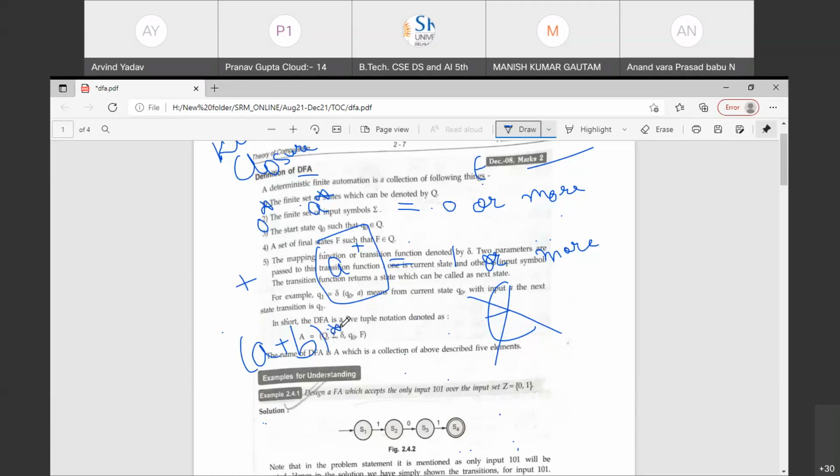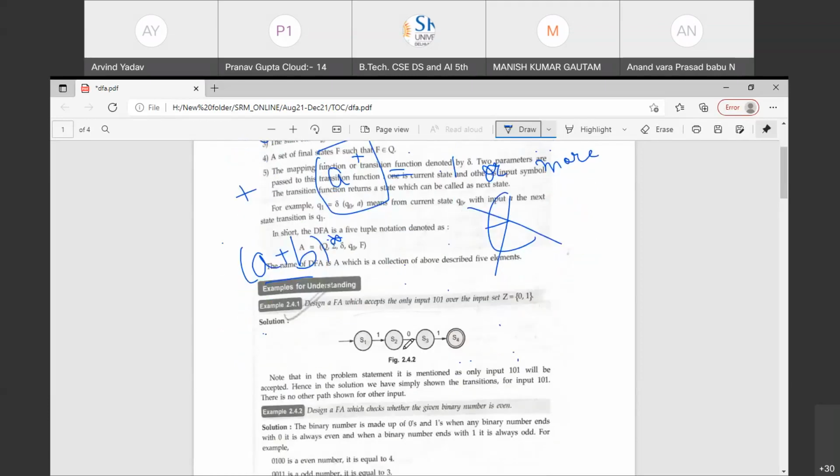So first we need to study what is A plus B. A plus B means union. You are all familiar with the union in sets of mathematics. What is union? Union means either A or B. It means we can select either A or B.